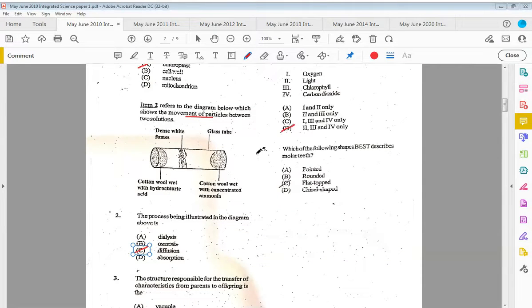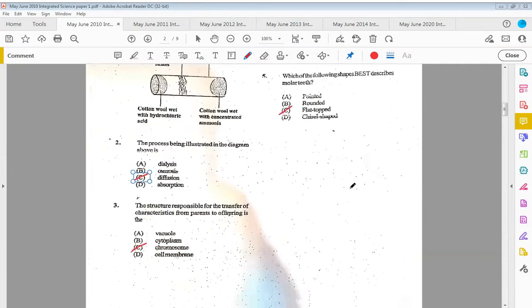Question 5. Which of the following shapes best describes molar teeth? The answer would be C, flat topped. It's not pointed, this would be our canines. It's not round, and it's also not chisel shaped. Chisel shaped is the incisors.